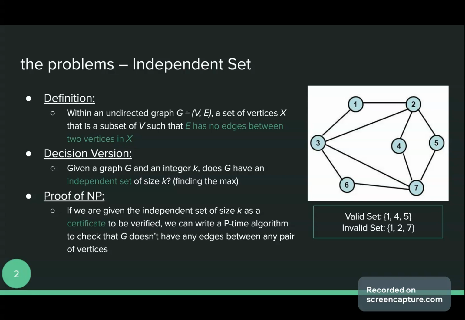As we can see in the image, a valid independent set can consist of vertices 1, 4, and 5, and an invalid set could be vertices 1, 2, and 7, because 1 and 2 share an edge between them.